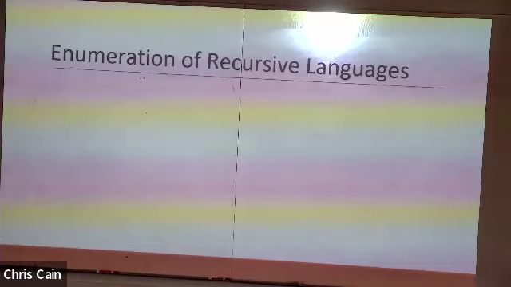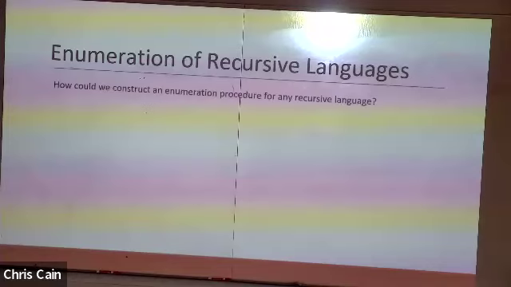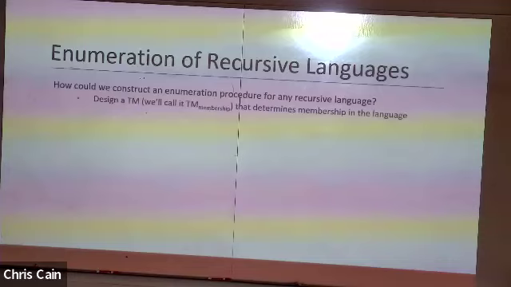So how do we go about enumerating recursive languages? We want to be able to define some kind of enumeration procedure. We have a recursive language. How can we enumerate all strings that are in the language? And the answer is to design a Turing machine. Since it's a recursive language, we know that a membership algorithm must exist for it.